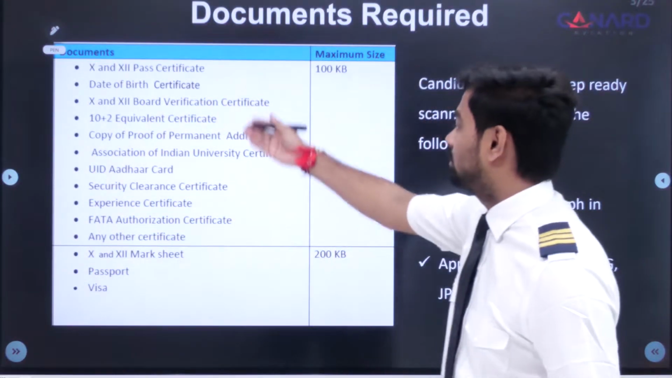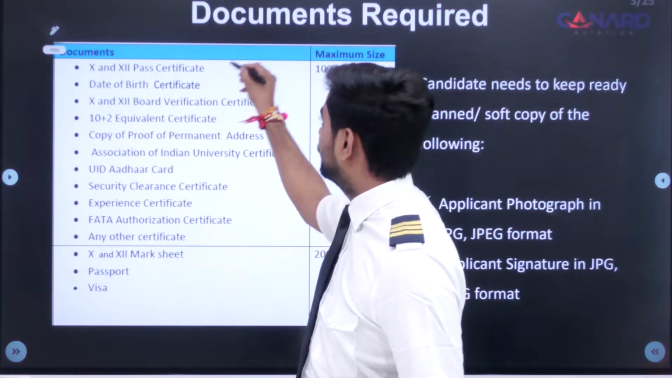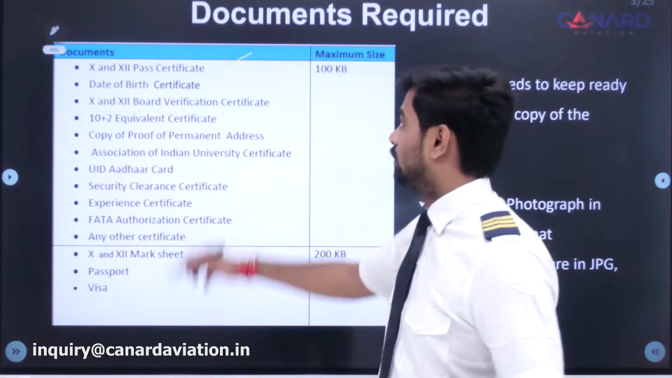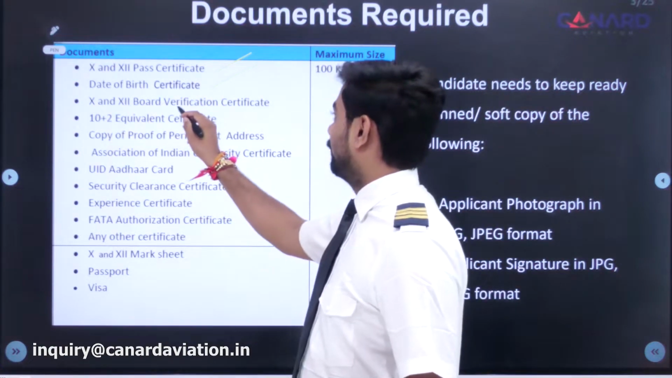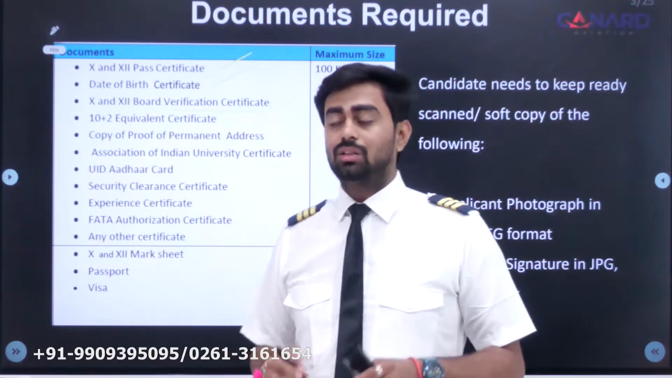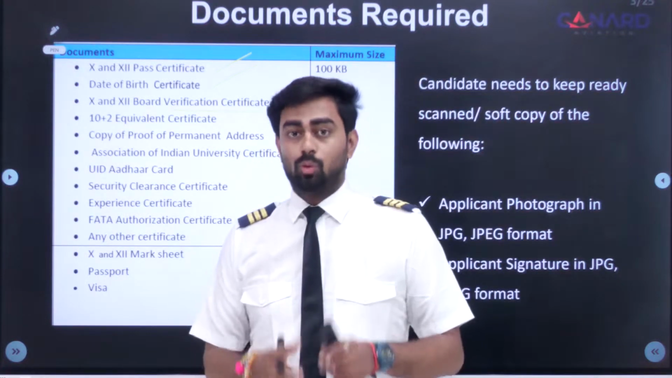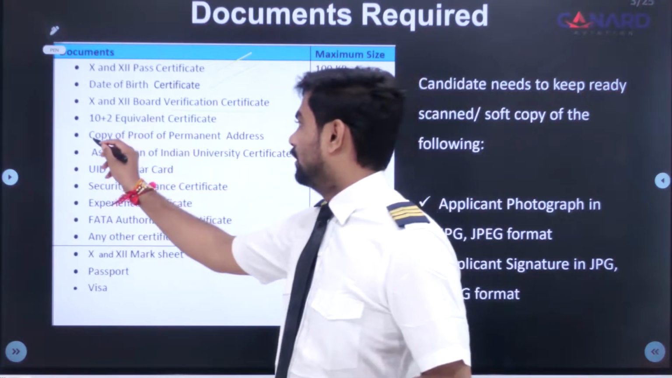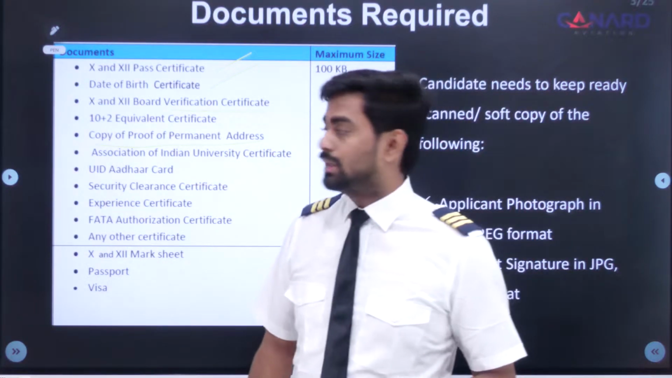So here is the list of documents that are required. We'll be requiring 10th and 12th passing certificate, date of birth certificate, and 10th and 12th board verification certificate. This is the verification of your 10th and 12th mark sheet, even your certificate, that has to be verified by your board. Then we'll be requiring a copy of proof of permanent address.